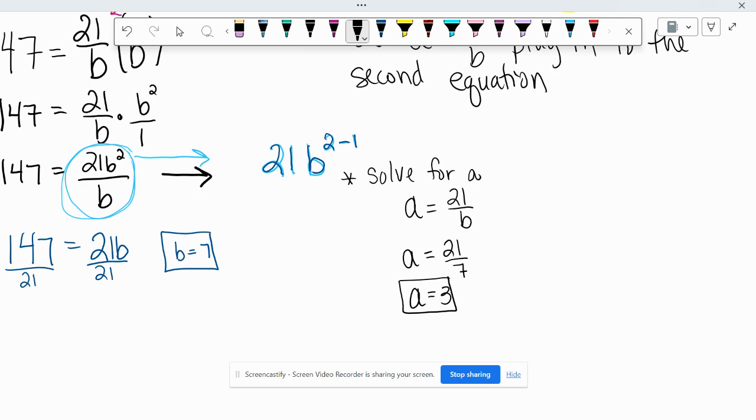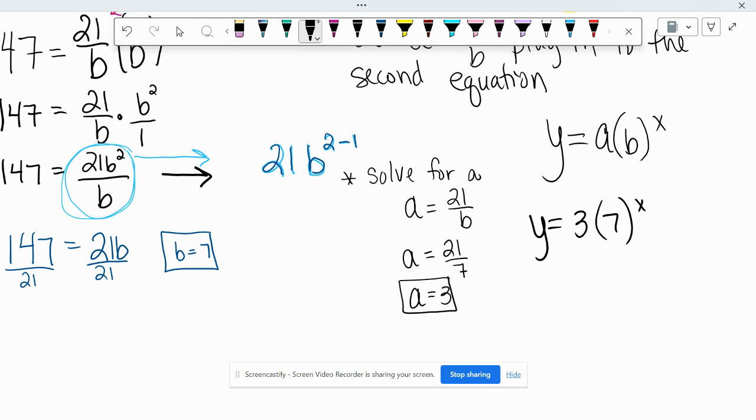I'm going to wait because you guys are thinking. We know our A and our B, so what is the equation for this function? You're modeling y equals A times B to the power of x. What is the equation for this function? Someone be brave and say it. Y equals 3 times 7 to the power of x. Perfect. Let's check it in Desmos.